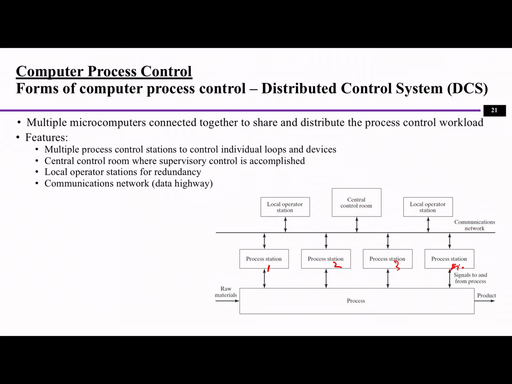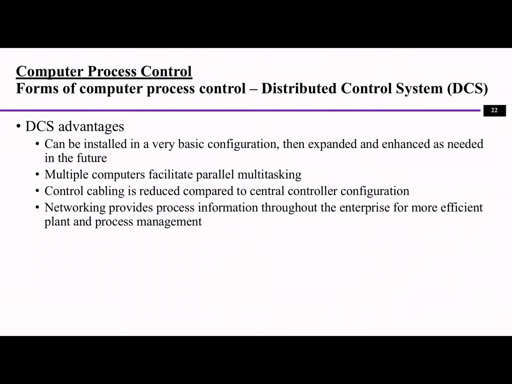In this case, people started a distributed control system, which means that each one will have a control unit, right? Each one will have a control unit, and then all these control units will be connected through a network, right? And then to make sure everything works better, we have a central computer to control all the other microcomputers. And this is the distributed control system.